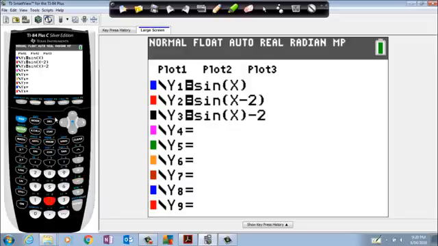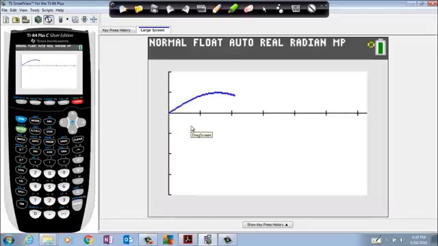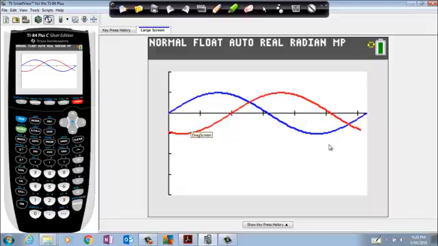Now when we graph this, we'll see first of all the sine curve, the basic sine curve going 2 pi period, and here comes the one with the 2 inside the bracket, and here comes the 2 outside the bracket.